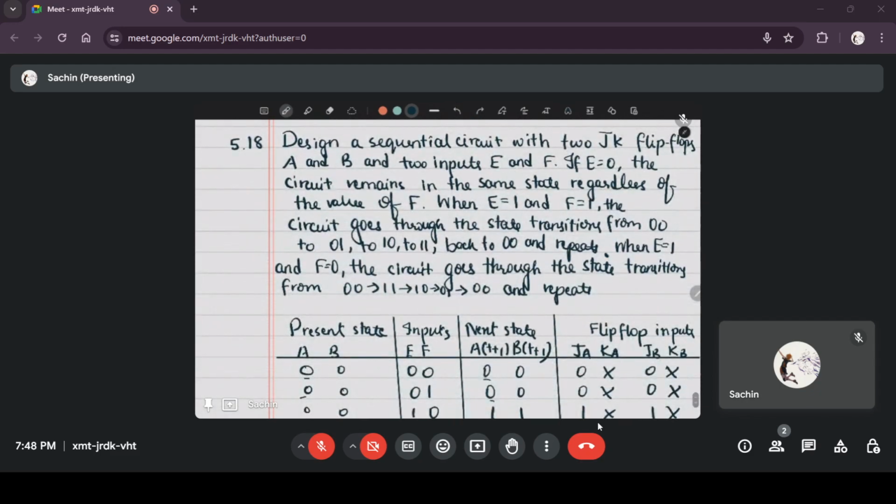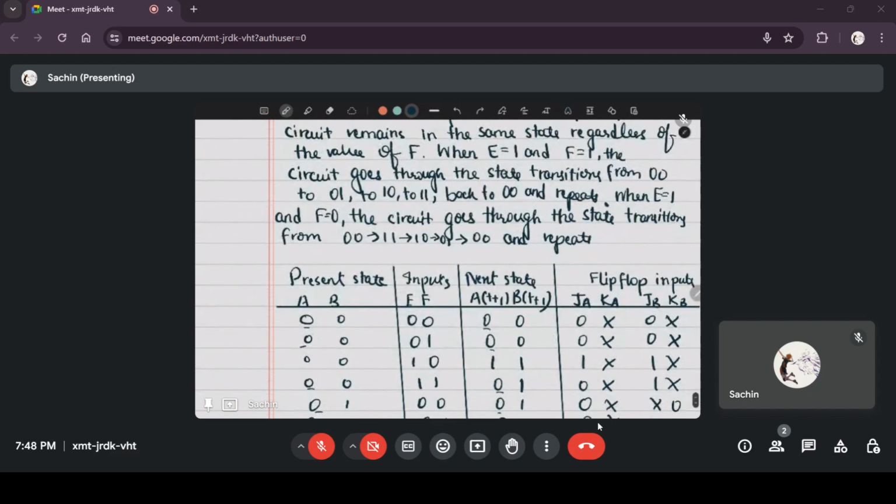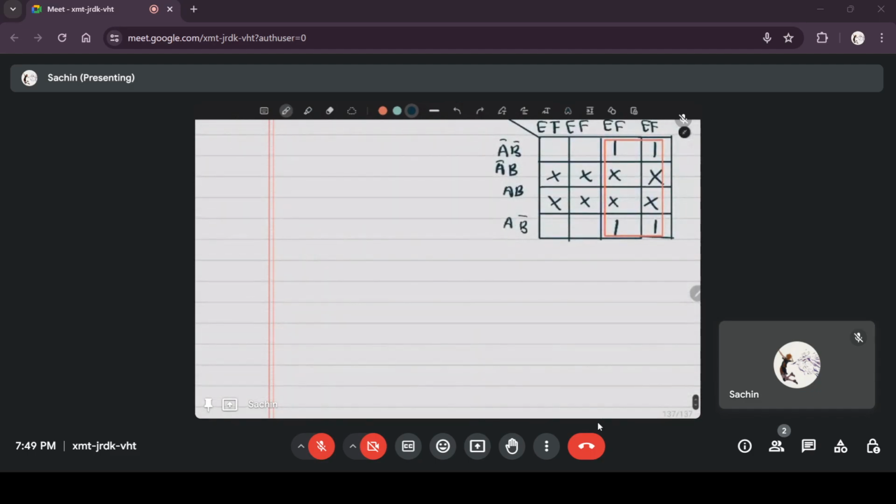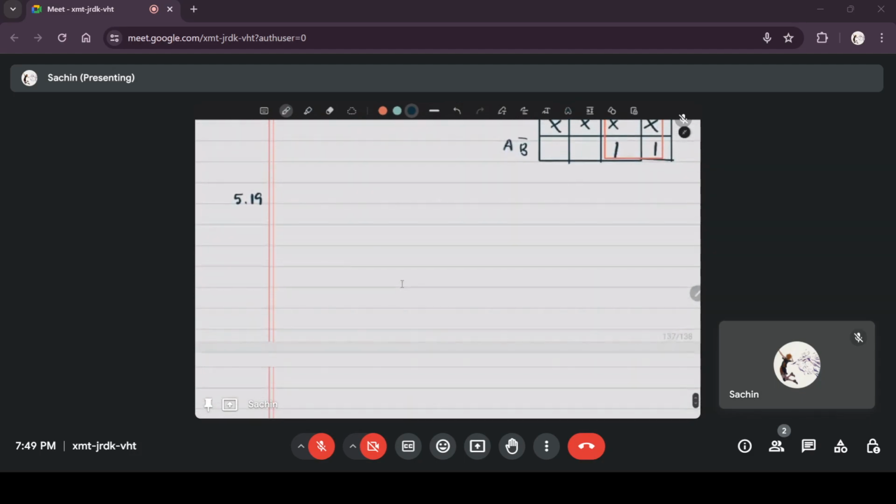Now you just need two JK flip flops. Connect JA and KA together through a combinational circuit with OR and AND gates to BFE and B prime F prime E. Connect JB and KB to E, and you will get the desired circuit. Two more problems in chapter 5, and then in session 10 we'll cover chapter 6, session 11 we'll cover chapter 7.